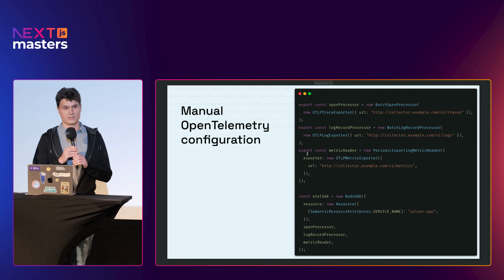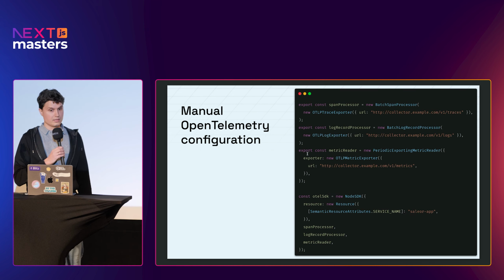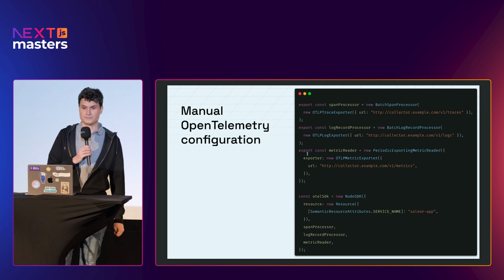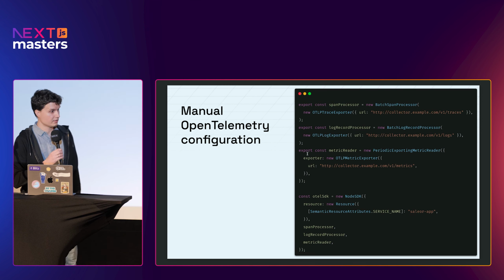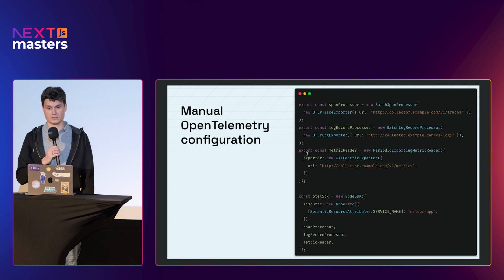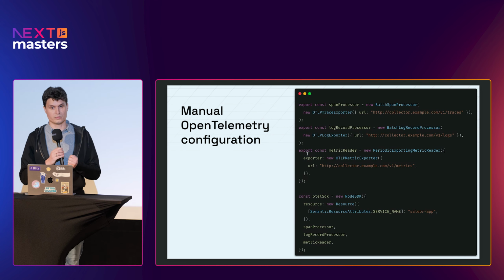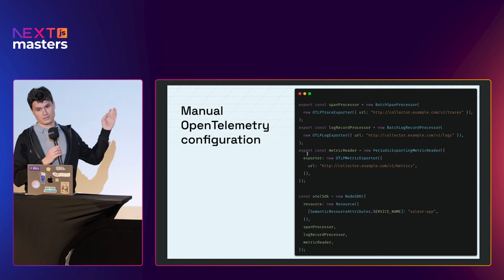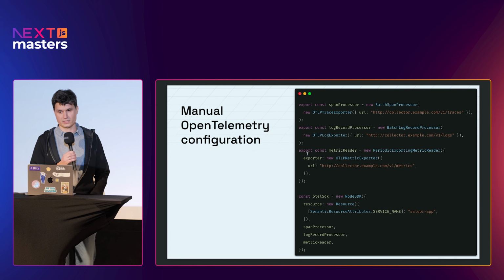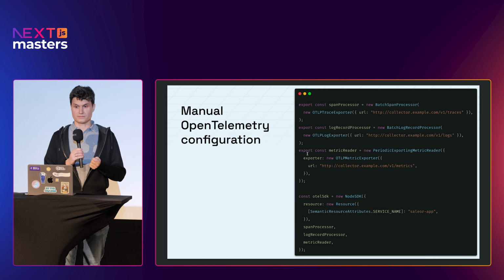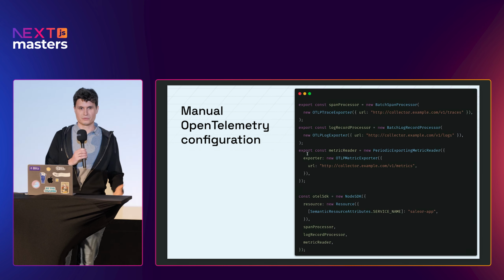Okay, so we have our self-hosted collector deployed somewhere. And now how can we make our Next.js application talk to it? This basically boils down to a very simple configuration where we tell the OpenTelemetry exporters, the trace one, metric one, and log one, to send all the telemetry signals to our external collector. Looks cool, but unfortunately, it doesn't work in Vercel out of the box.